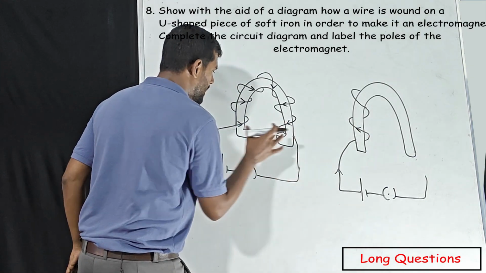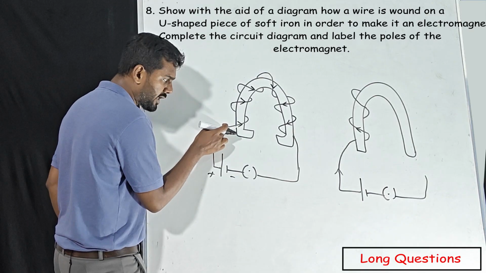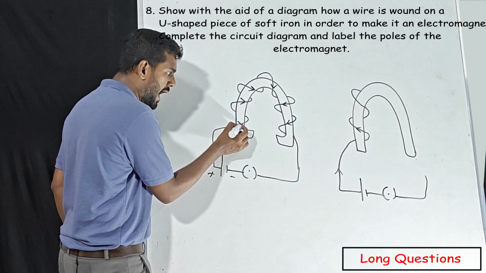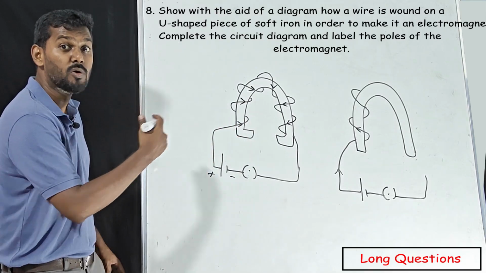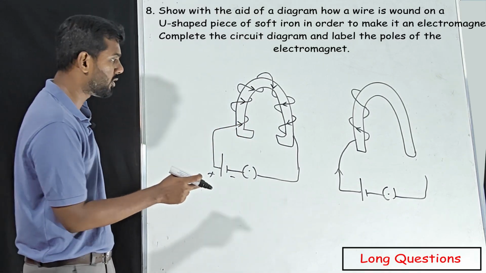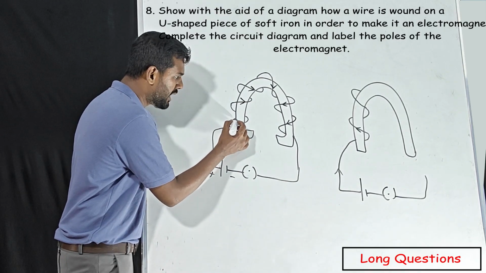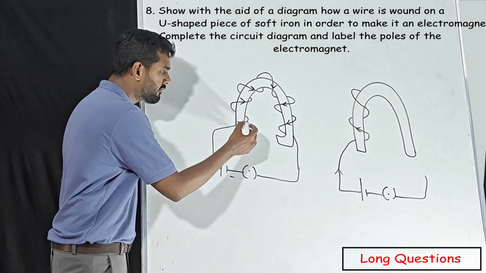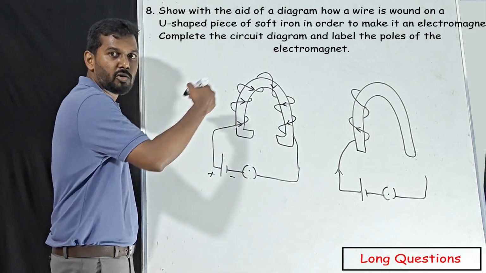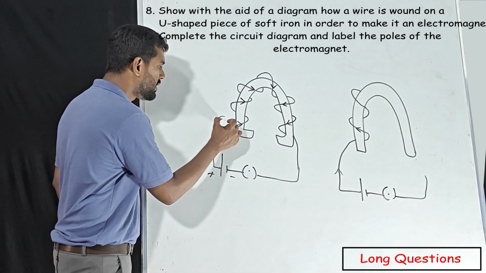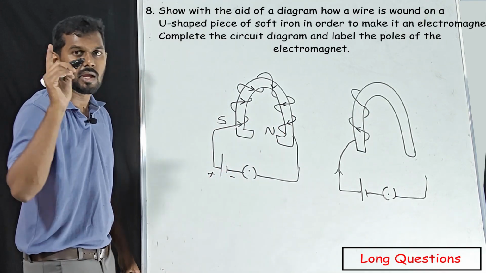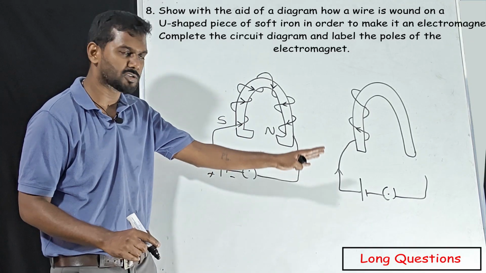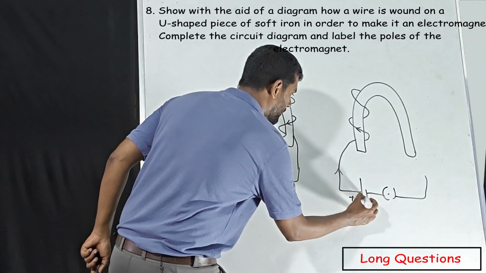Listen, see here in this diagram, the first line of wire is above, so the arrow mark is towards right, correct? This is very much important. If it is towards right, it is going to produce clockwise. We know if it is clockwise, it is south. Anti-clockwise, it is north. The polarity is also the same.